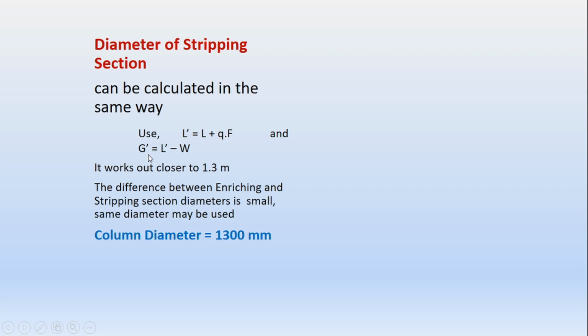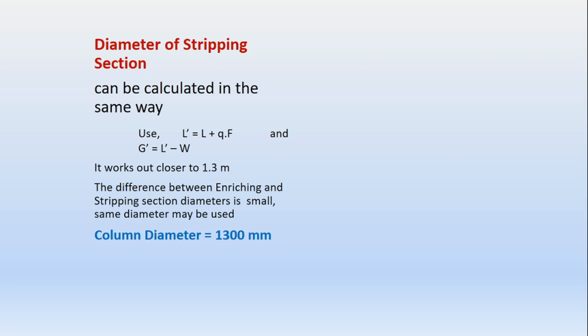Okay, and find out the flooding factor, and also the flooding velocity. Okay, from the chart, find out what will be the operating velocity, and then the volumetric flow rate divided by the operating velocity will give you the cross-sectional area of the stripping section. So when you do it, it works out very much closer to this 1.3 value.